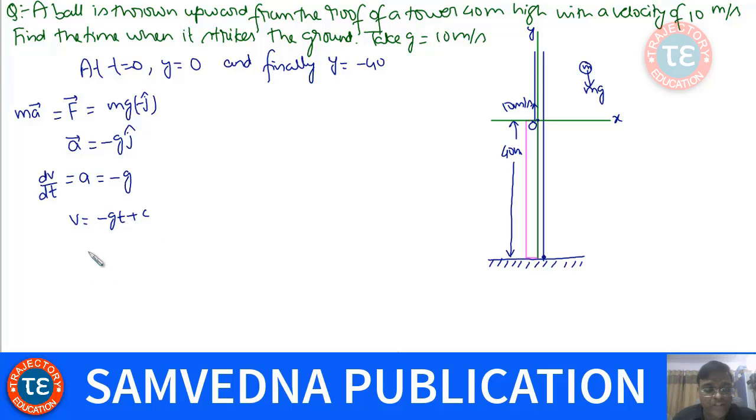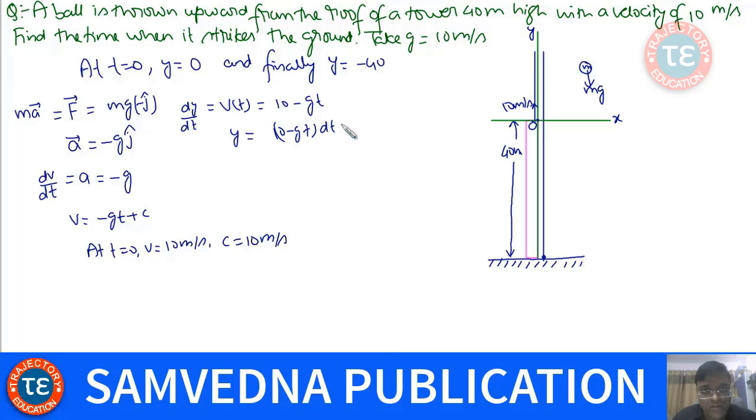Or v will be equal to minus gt plus constant, and at t equal to 0, v is 10 meter per second, that will give you c equals to 10 meter per second. So velocity as a function of time is 10 minus gt, and this is dy by dt. So you integrate this, y will be the integral of 10 minus gt dt, and that is giving you 10t, right? See, I am doing all these things to make it very clear.